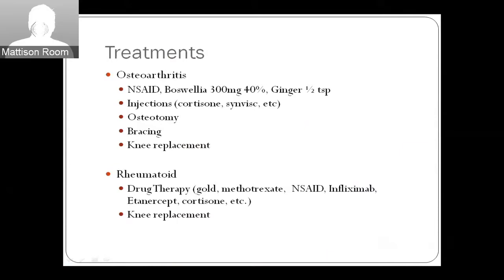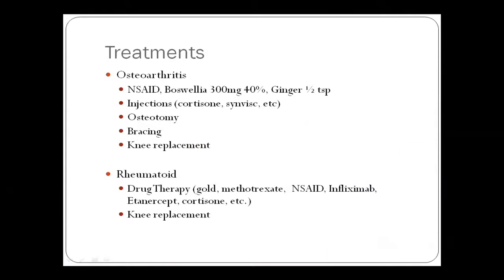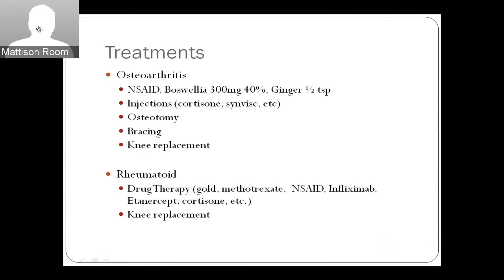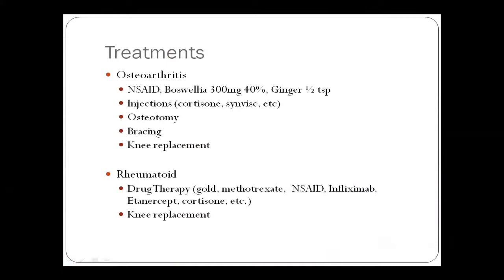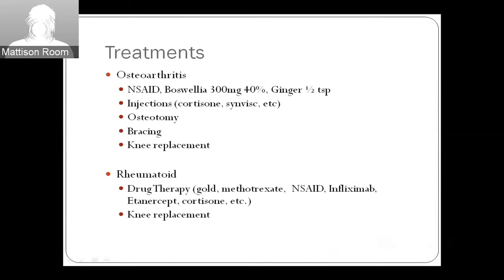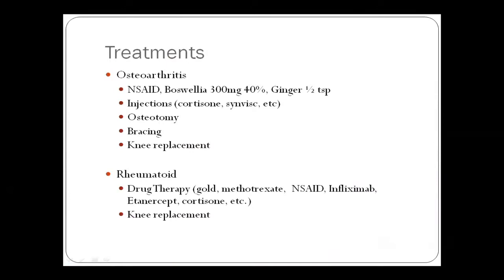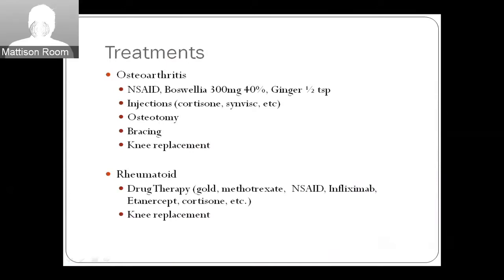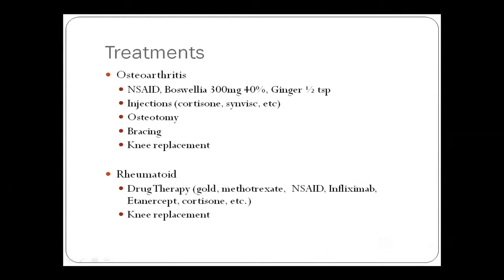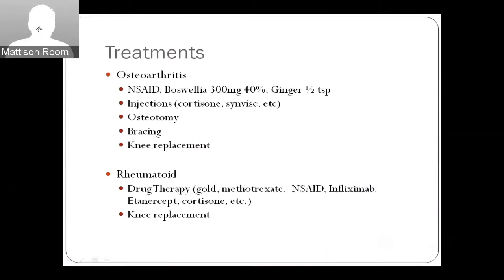Who's ever had gout? Anybody here? You can be put on colchicine, indomethacin, or some people take allopurinol lifelong, and that's to try to prevent a gouty attack. And that can destroy any joint in the body too. For osteoarthritis, again, non-steroidal anti-inflammatories.